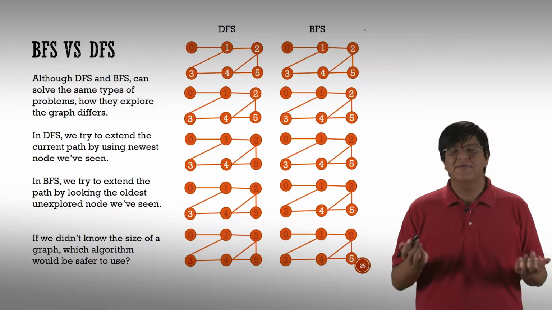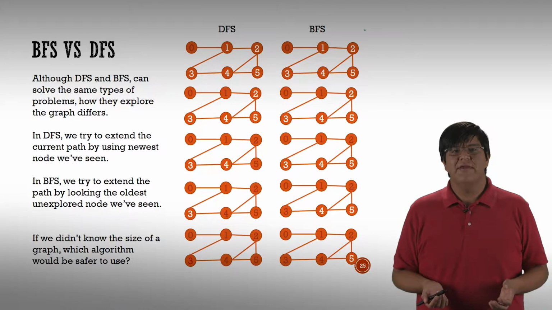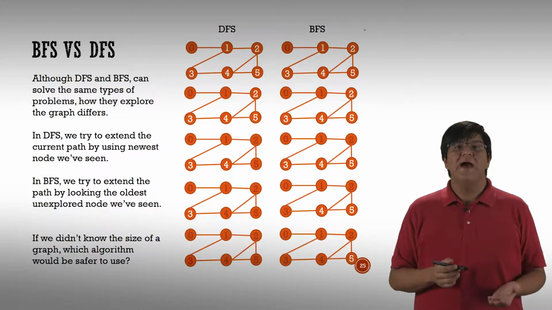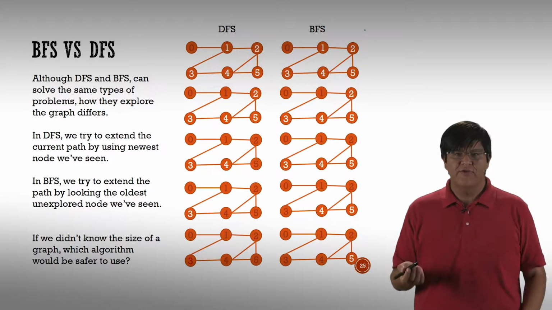I'll get them to both be marked nodes. I'll know that I was able to get there. So from that standpoint, they're the same. So where are they different? They're different in terms of the path they take to get somewhere. So let's take a look at the trace on the right-hand side.